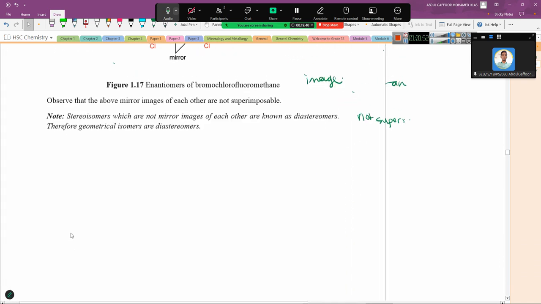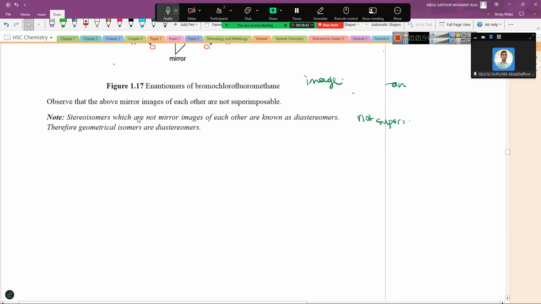So you can see here, stereoisomers which are not mirror images of each other are known as diastereomers. Now, that is the opposite of enantiomers. Enantiomers are the mirror images. If they are mirror images, then they are called enantiomers, and if they are not mirror images, then they are called diastereomers, right? Therefore, geometrical isomers are not mirror images.